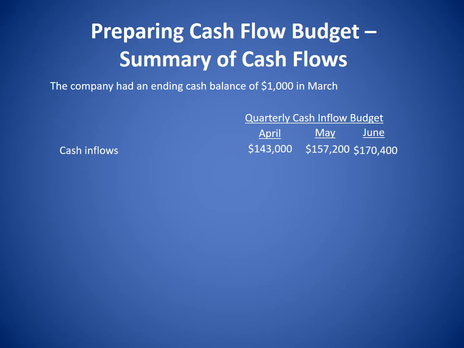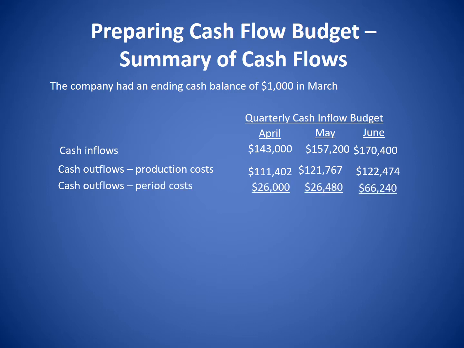So that's what was in their checking account. Looking at the quarterly cash flow budget, again getting this from our previous cash inflow schedules for sales, we had cash inflows in April of $143,000, May $157,000, and we anticipate $170,400 for June. Our cash outflows due to production cost are April, May, and June. These represent the cash outflows. Cash outflows from our period costs then are the April, May, and June period costs. So we have total cash outflows equal to, in April, $137,202, May, $148,247, and in June, $188,714. Now we have to reconcile our cash balance.